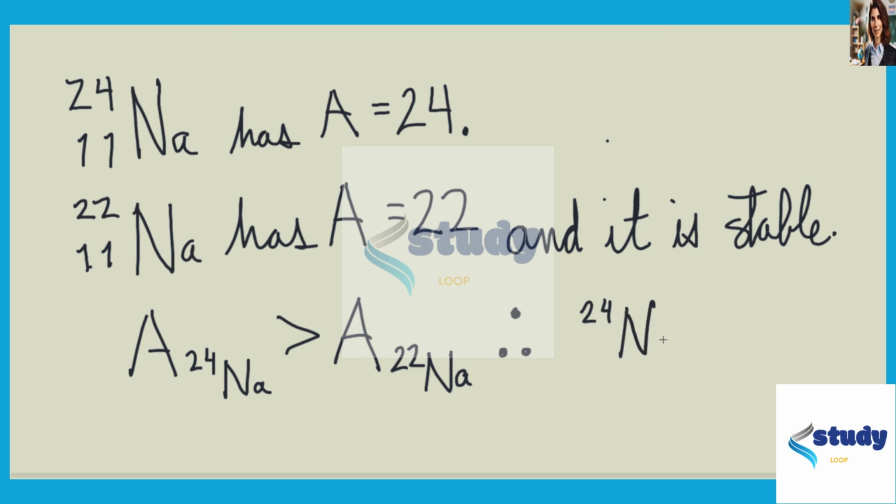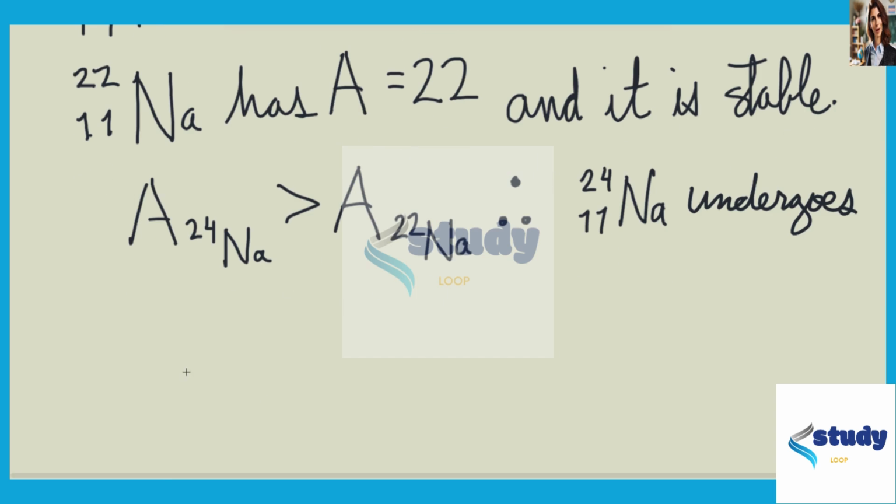Now, let's write this out as quickly as we can here. Undergoes, this would be beta negative decay. We can write that better.